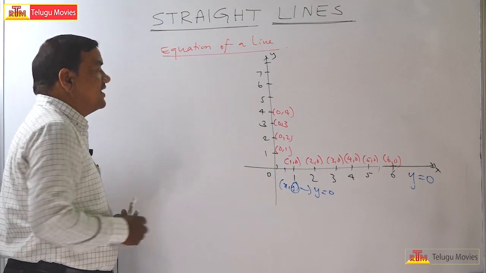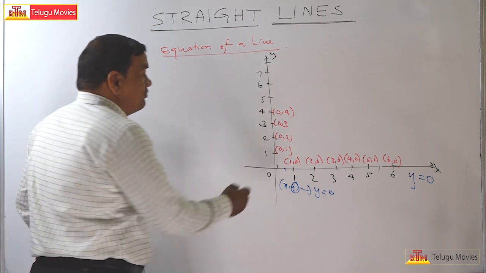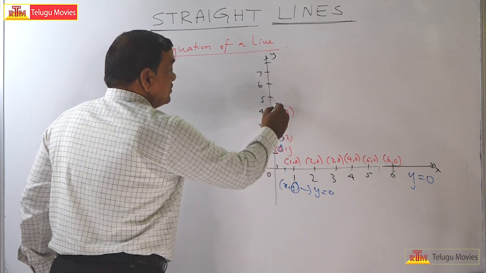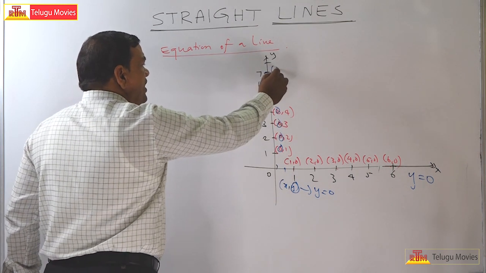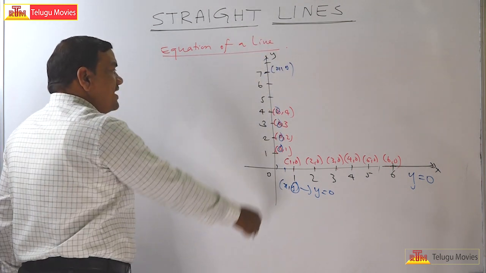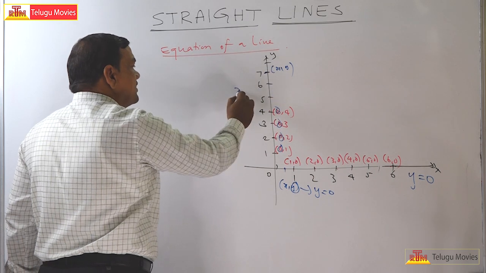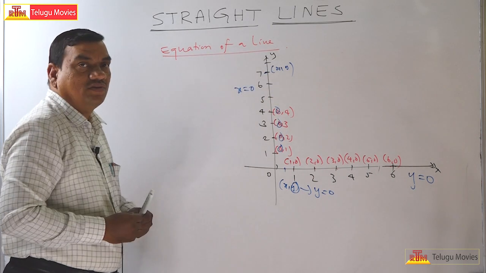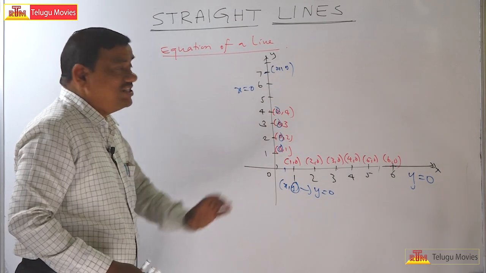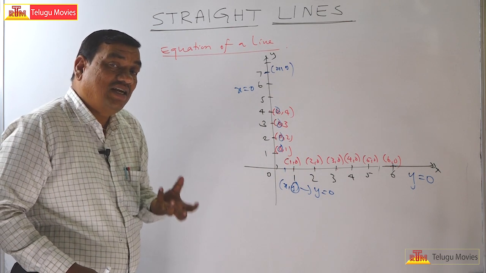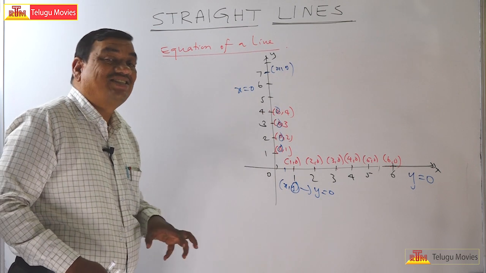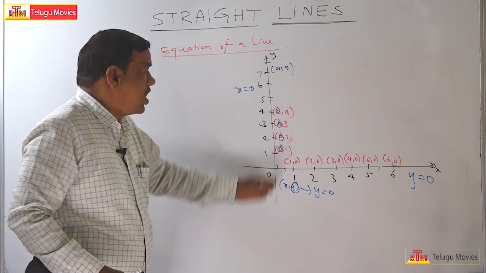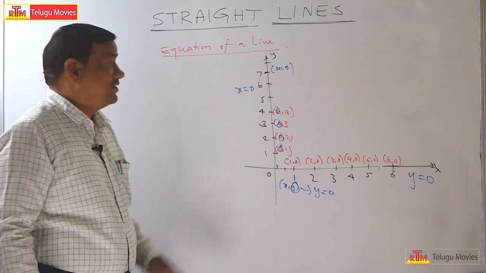Similarly for the y-axis, what do you observe here? The x coordinates are 0. What is the common property that we have? If you take a point x comma y on the y-axis, the common property is x is equal to 0. That is why x is equal to 0 gives the total common characteristic of the points on the line: x is equal to 0.